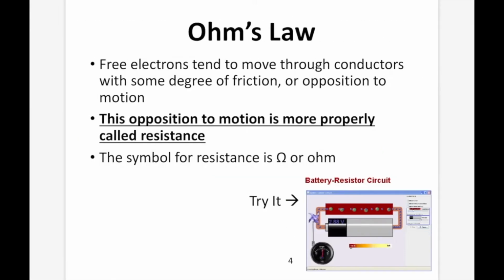Ohm's law. Free electrons tend to move through conductors with some degree of friction or opposition to motion. We talked about superconductors having zero resistance. Well, most substances aren't superconductors, and therefore there is some resistance as electricity passes from one substance to another. This opposition to motion is more properly called resistance, like we've talked about. And the symbol for resistance is the ohm. Now, the simulation in the bottom right-hand corner of the screen here is very good. So pause the video and have a look.